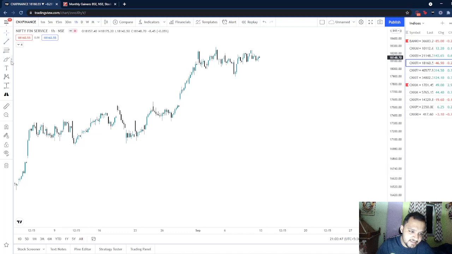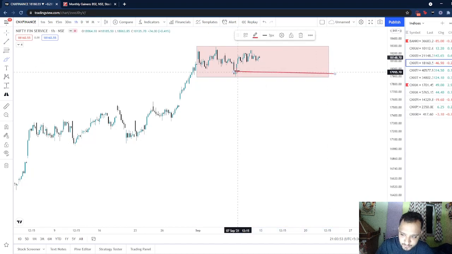Nifty Finance, again, very tight consolidation. I won't really try taking a trade here until it bounces down to this demand zone. So you can ignore it for the time being as well.